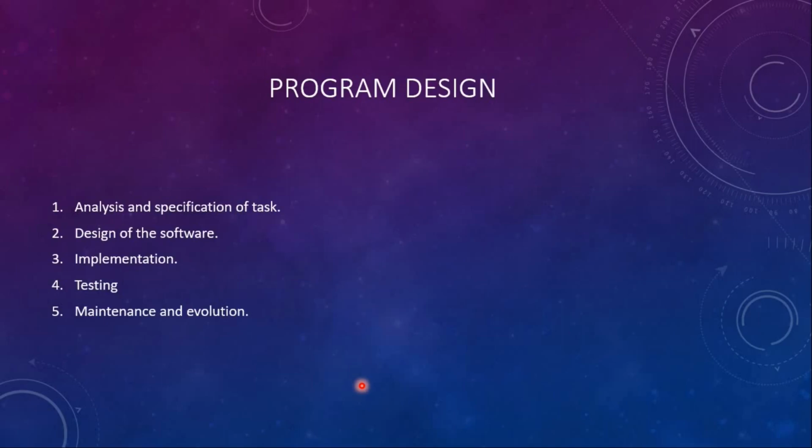A program design has 5 steps called a software life cycle. The first step of the software life cycle is analysis and specification of tasks. That's where you ask yourself, what should the program do? The second step is designing the software. That's where you ask yourself how the program will run, and that's where you write your algorithm, your pseudocode.